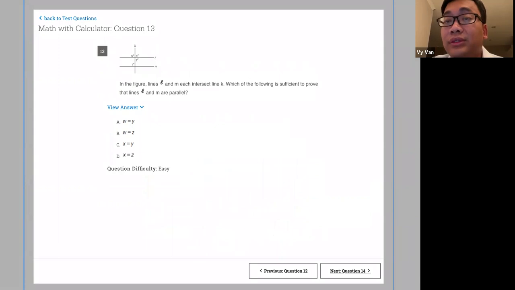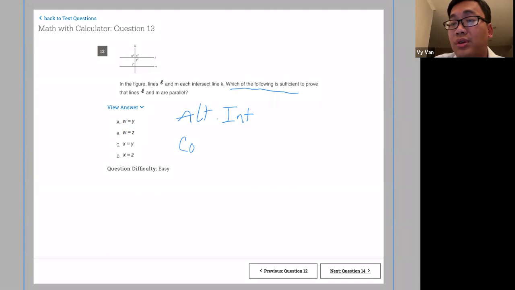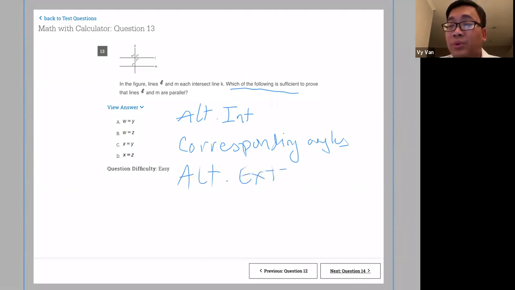So let's see, which of the following is sufficient to prove lines L and M are parallel? So back in the days in geometry and 8th grade math, you learned this, two parallel lines. And in order to prove parallel lines, there are a few cases. You can prove alternate interior. Alternate interior. We can also use the corresponding angles theorem, converse. And then also we have alternate exterior. So let's check which one works.